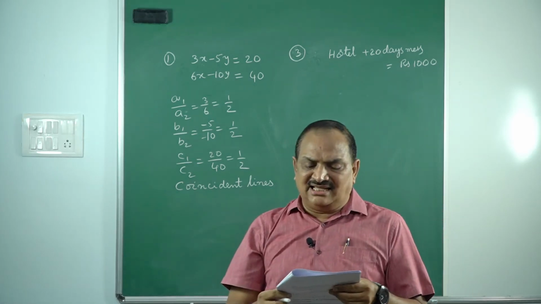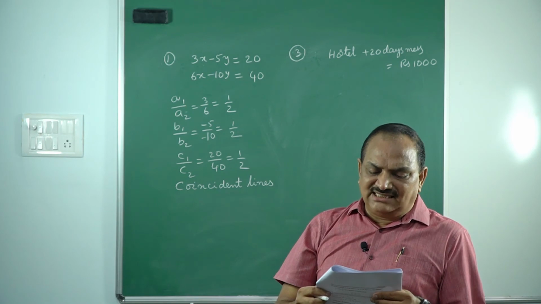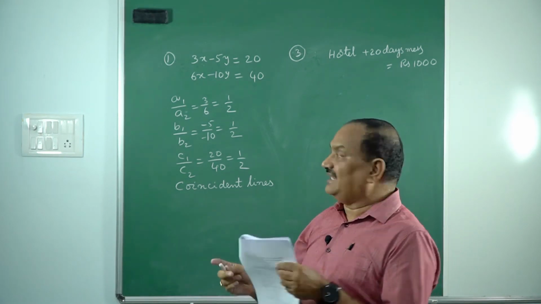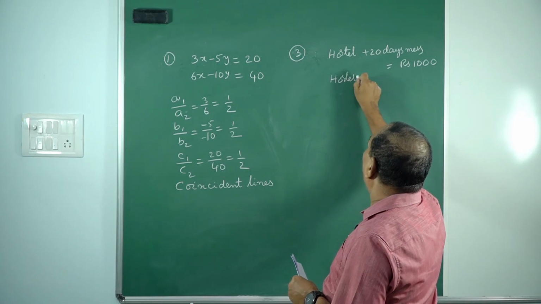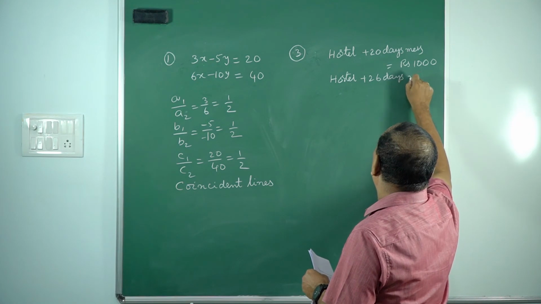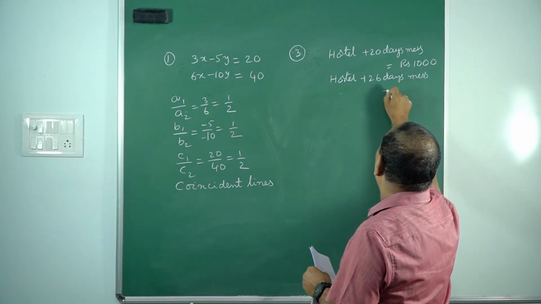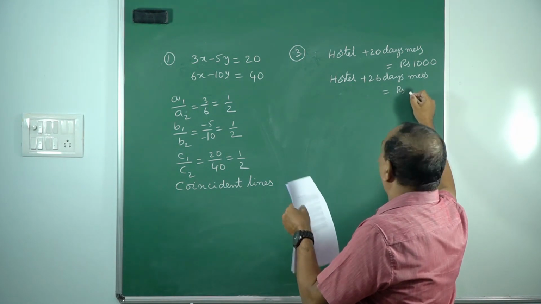Next one, whereas another student B who takes food for 26 days pays 1180. So hostel plus 26 days she took meals in the mess, and she paid 1180.